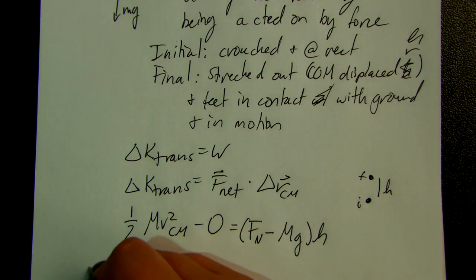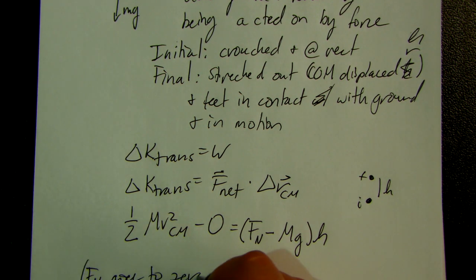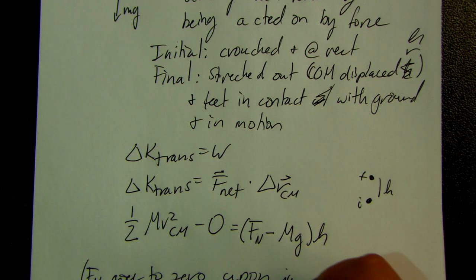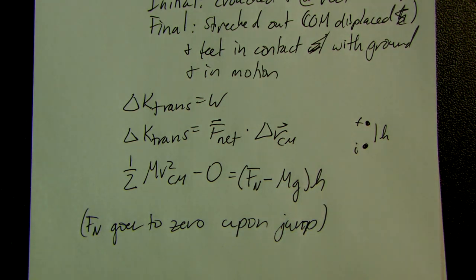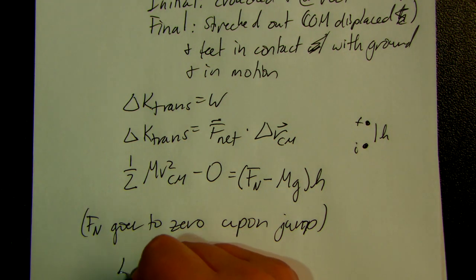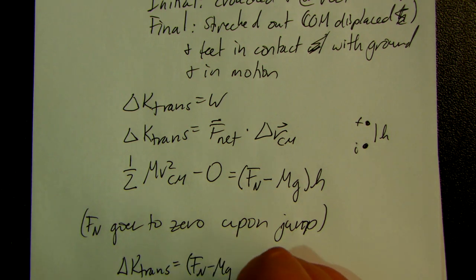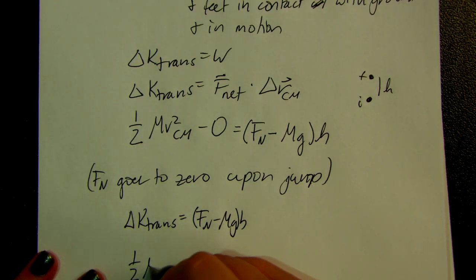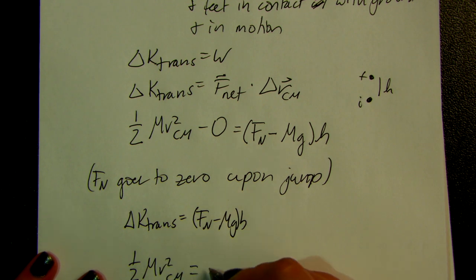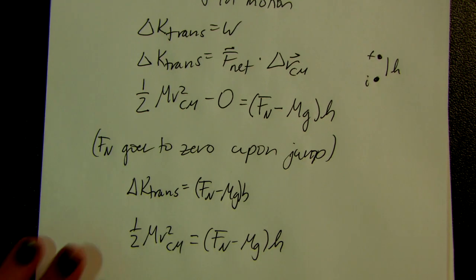And if we were to go after the feet leave the ground, Fn goes to 0 upon jump. So we don't want the force to change. We want to use the easy formulas. So we're going to just say it goes until the very moment before your feet leave the ground. Okay, so we know translational kinetic energy is equal to (Fn minus mg) times h. We could even go after velocity. You could easily solve for velocity.